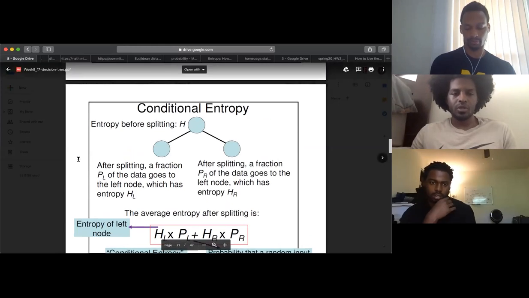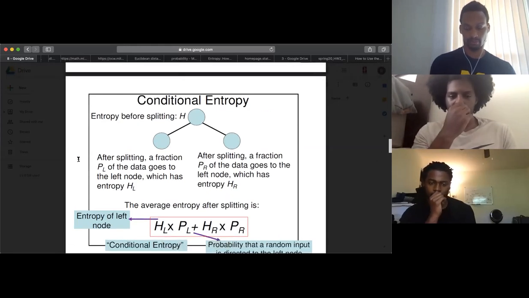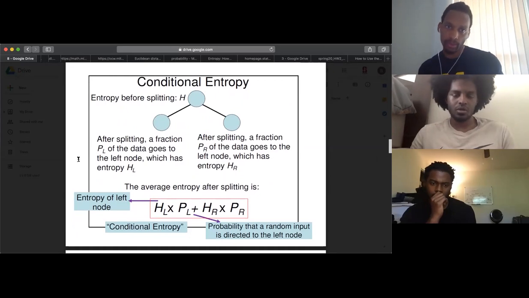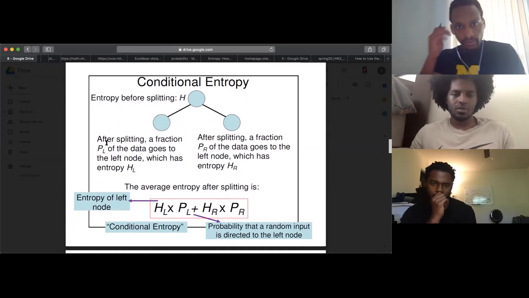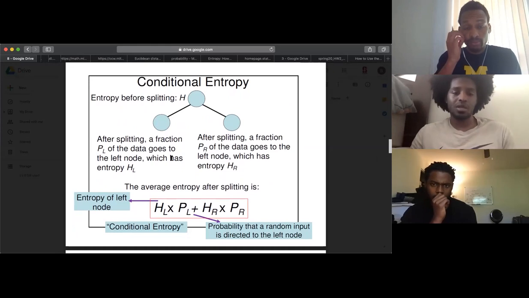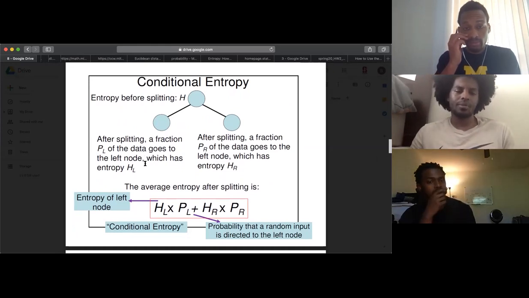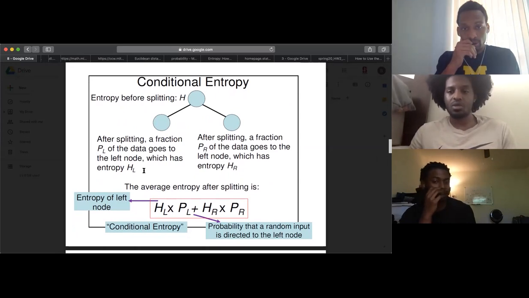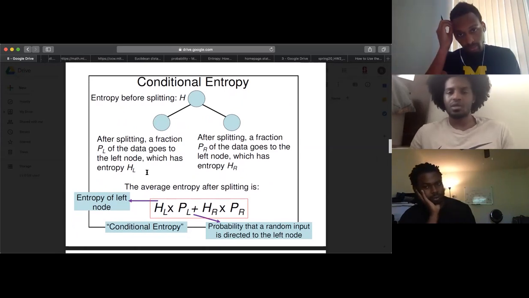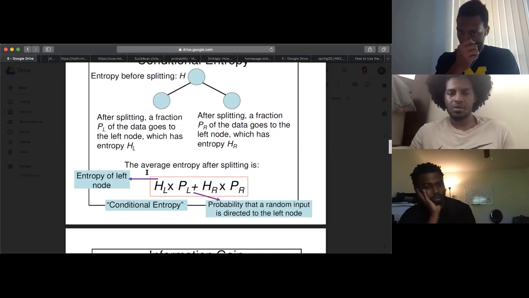For conditional entropy, you're just looking at the entropy of your left side and the entropy of your right side, and it should sum to the entropy of the parent node. After splitting, a fraction of your data, PL, goes to the left and has entropy HL, and the fraction of your data, PR, that goes to the right has entropy HR. Does that make sense?